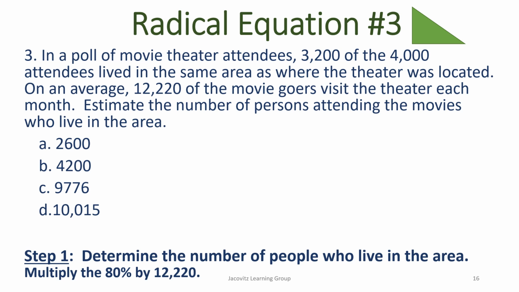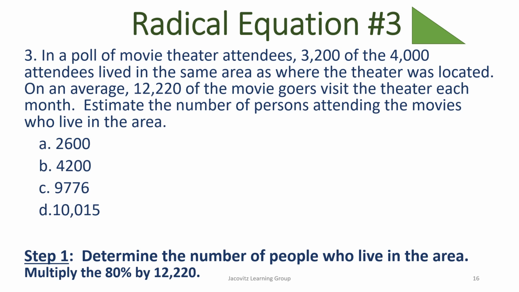Okay, in a poll of movie theater attendees, 3,200 of the 4,000 attendees lived in the same area as where the theater was located. On the average, 12,220 of the moviegoers visit the theater each month. Estimate the number of persons attending the movies who live in the area. So, first thing that you want to do is you have to look at the number of people who attend.